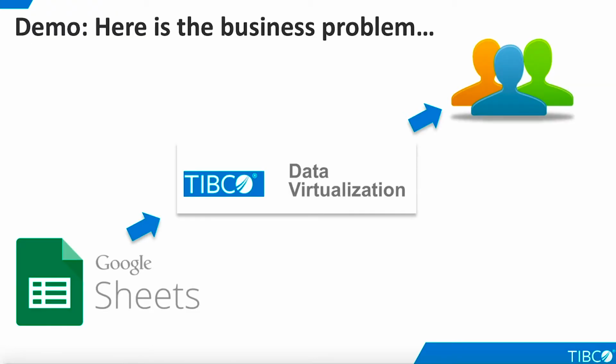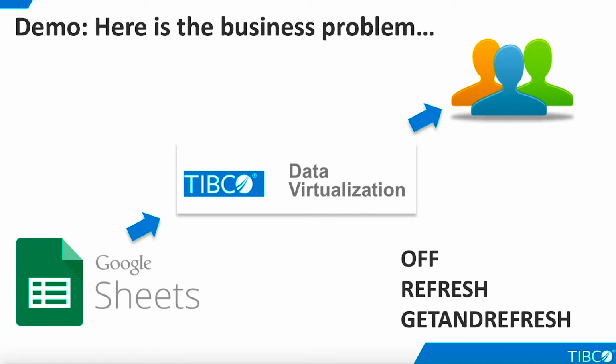Next, let's walk through a very basic demo of OAuth with Google Sheets. Here is the business problem that we illustrate in this demo. We have a Google Sheets data source, and we want to bring it into the Cisco Information Server so it can be federated with other enterprise data sources and published for data consumers. The Google Sheets API requires the use of OAuth. In this demoette, we'll give examples of all three OAuth initiation styles supported by TDV: OFF, REFRESH, and GETANDREFRESH.